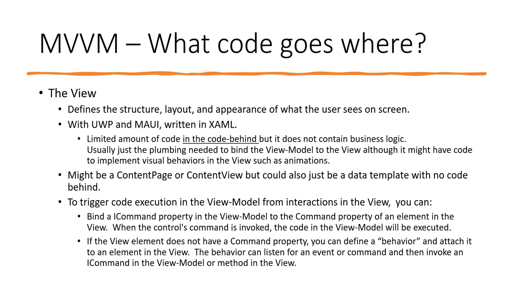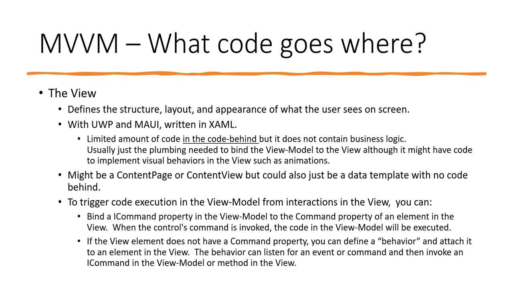Now, this view, it might be, as we've seen already, a content view, a content page. Okay, those will both have a small amount of code in the code behind, usually, as I said, to just define the relationship between a particular view model and bind it to the data context of the actual view, right? There's also a data template. So you can actually have a data template be the view, and there's no code behind for it.